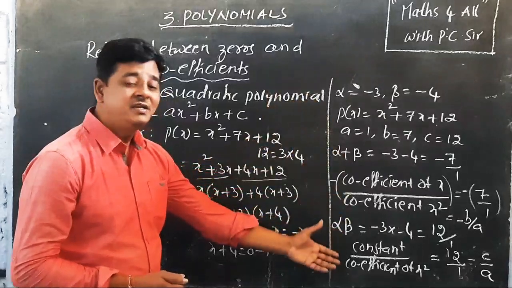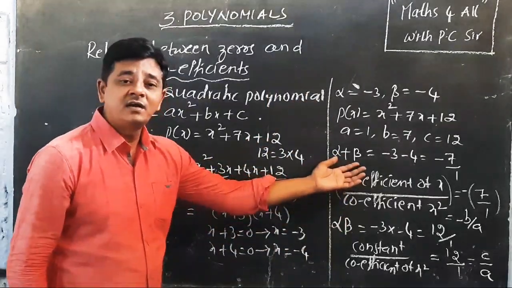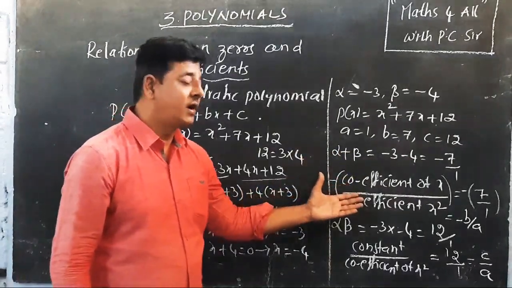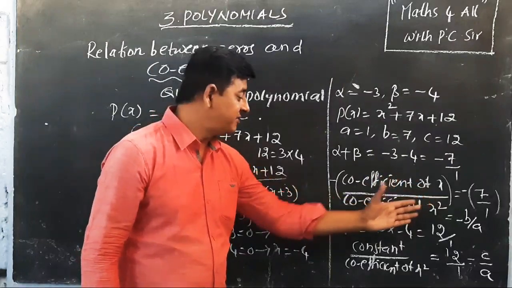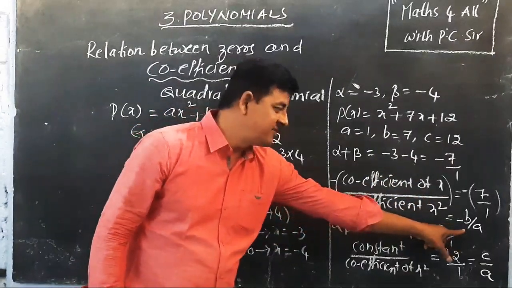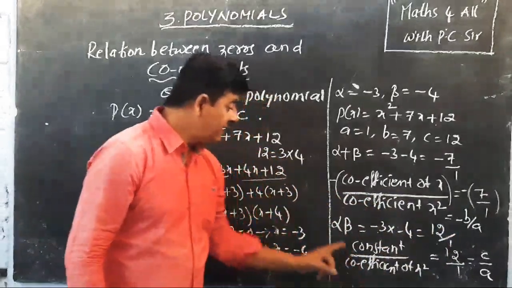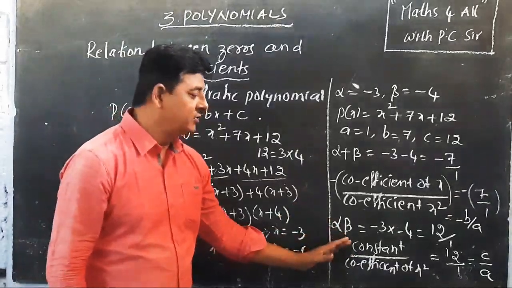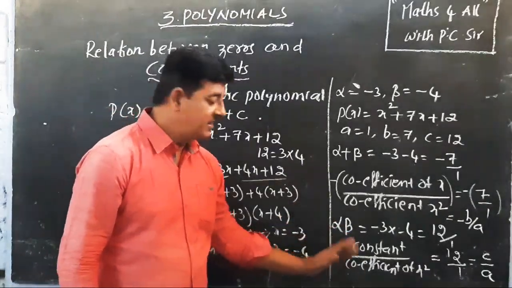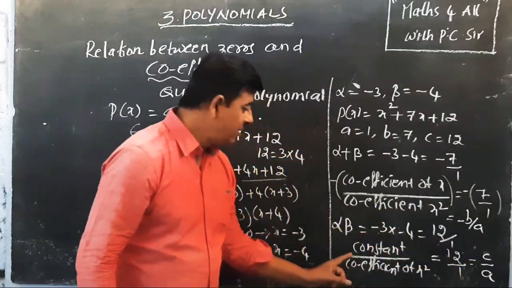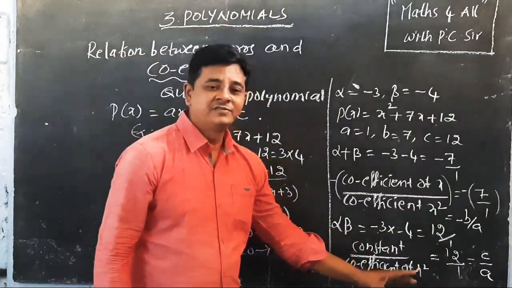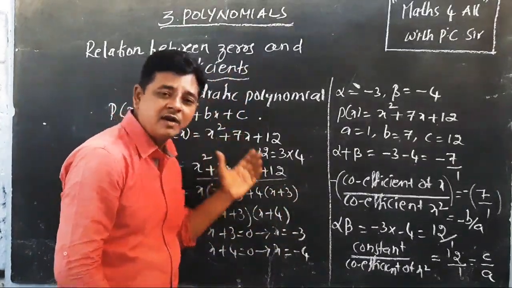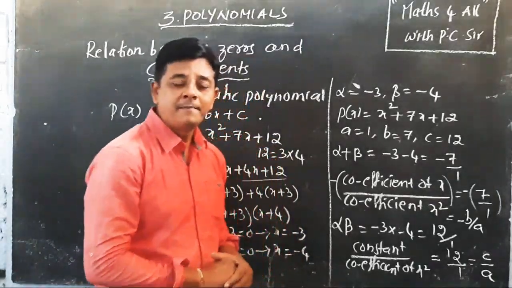And what relation did we get here? The sum of the zeros of the quadratic polynomial, alpha plus beta, is equal to minus of coefficient of x by coefficient of x square, that is minus b by a. And the product of the zeros of the quadratic polynomial, alpha into beta, is equal to c by a, that is constant by coefficient of x square. So it is the relation between the zeros and coefficients of a quadratic polynomial. Understand properly, all of you?